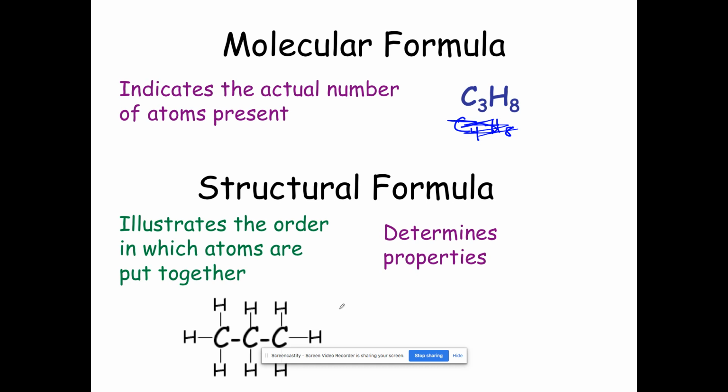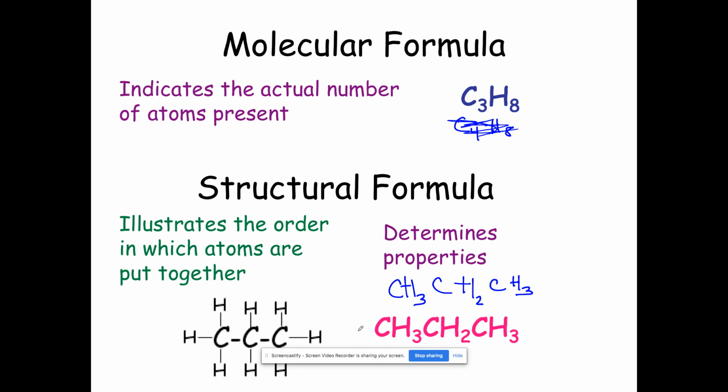So we read from left to right. We have a C. What's bonded to that C? 1, 2, 3 H's. Then we have another C. What's it bonded to? 2 H's. Yes, it's also bonded to this, but we're just going to let that go. And then we have another C. What's that bonded to? 1, 2, 3 H's. And of course, I had that there, but I wanted to show you.